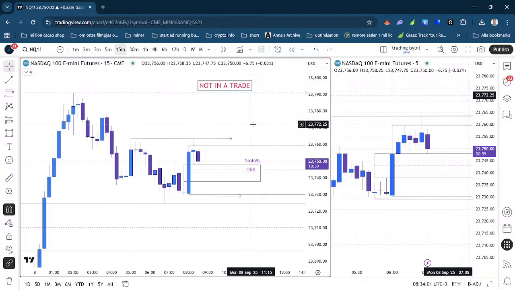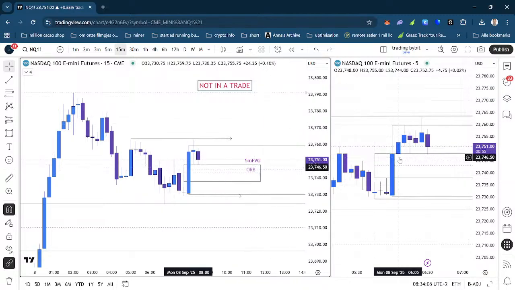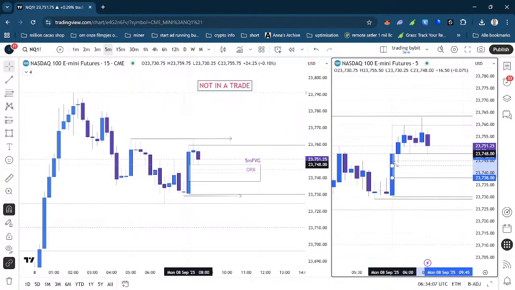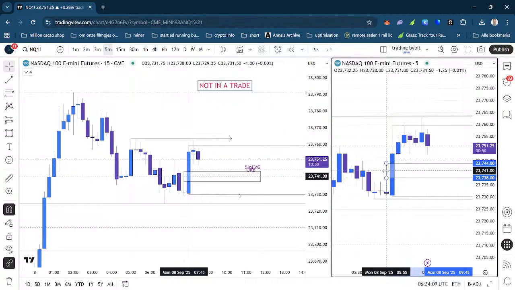So we're now reaching that 15 minute fair value gap, actually, so this is a 15 minute too. The 5 minute is actually a bit smaller. It's actually the 5.